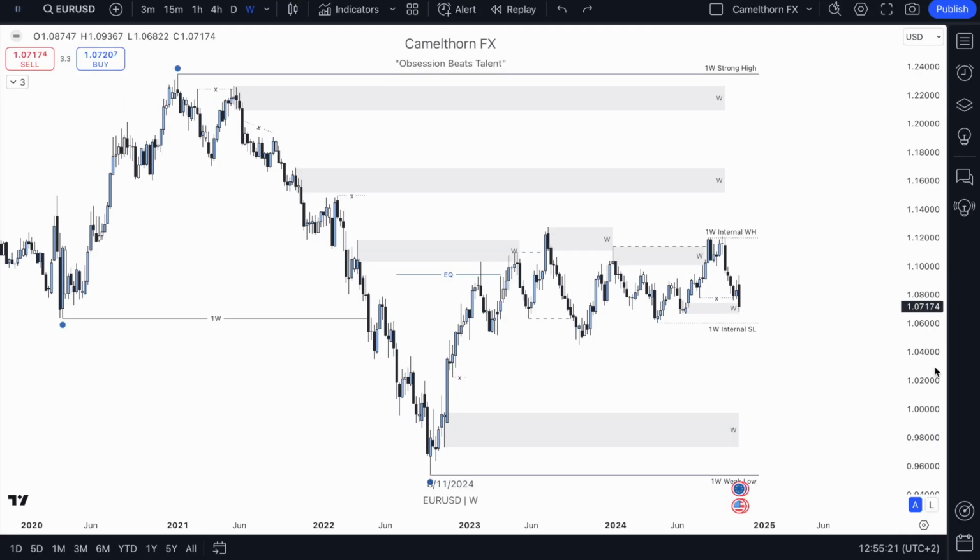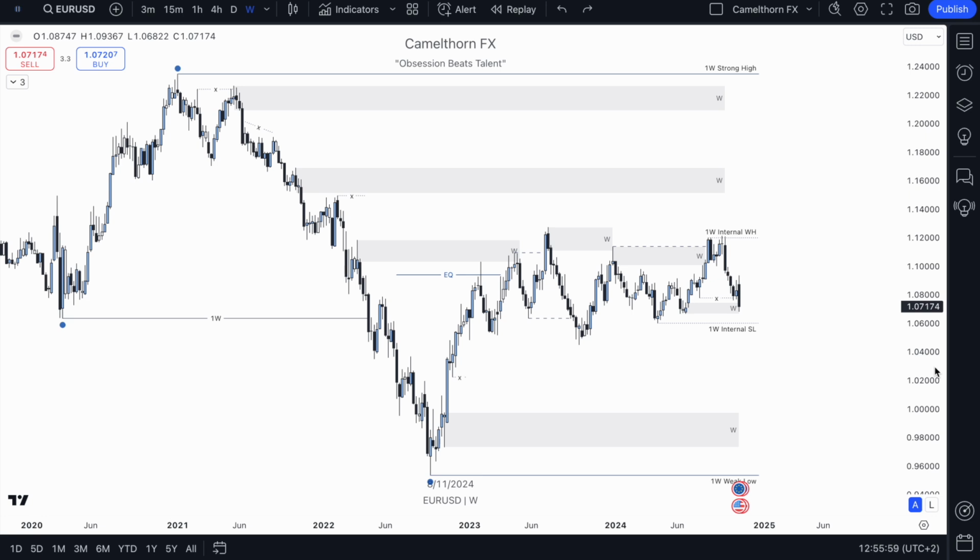Now, this video is going to serve as my outlook for EUR/USD for the month of November 2024. It is also my intention with this video to show you guys how I determine and establish a directional bias in order to help inform which areas to buy in and which areas to sell in.